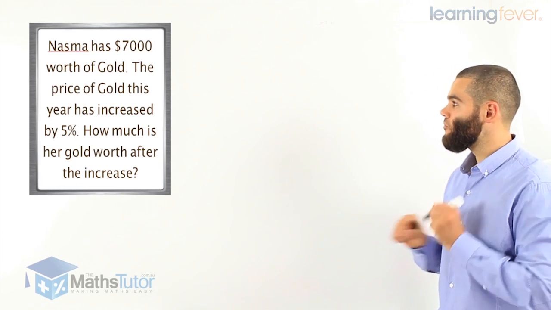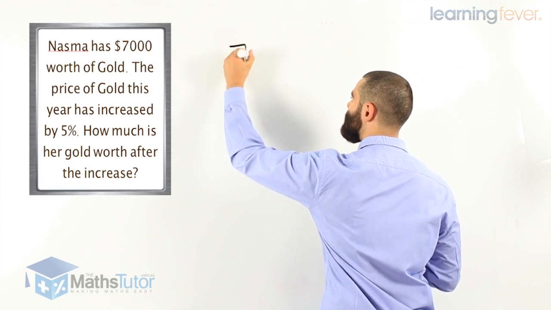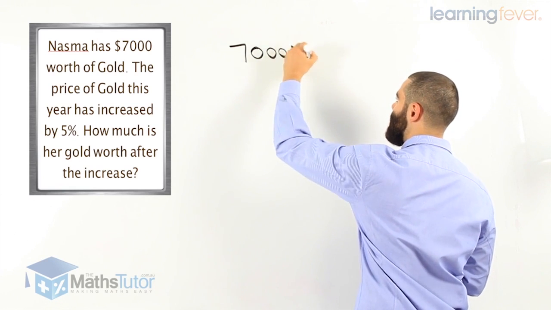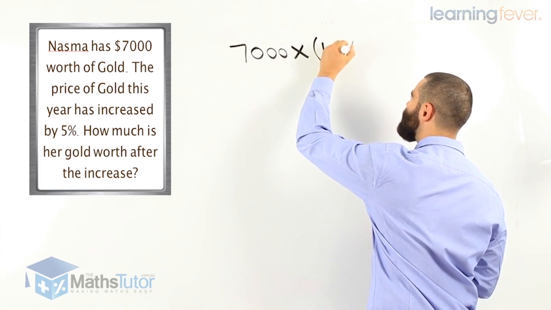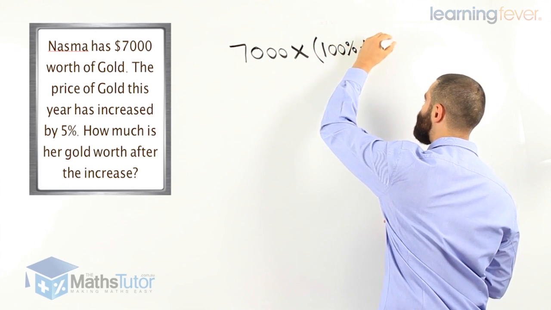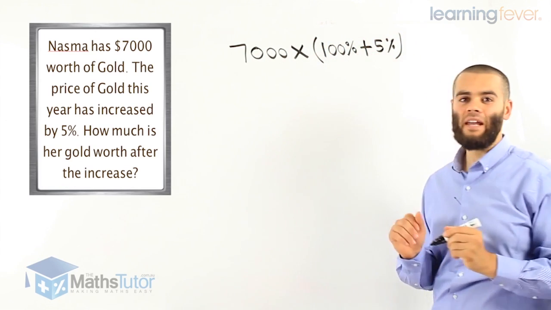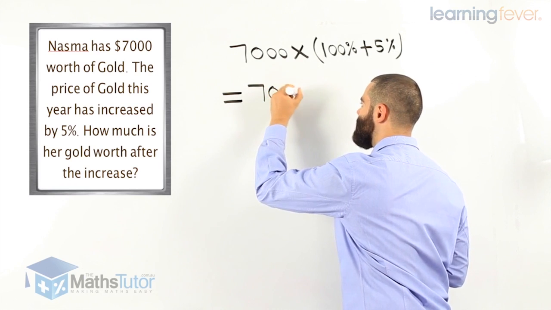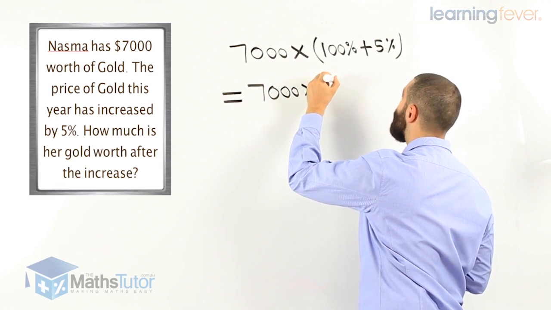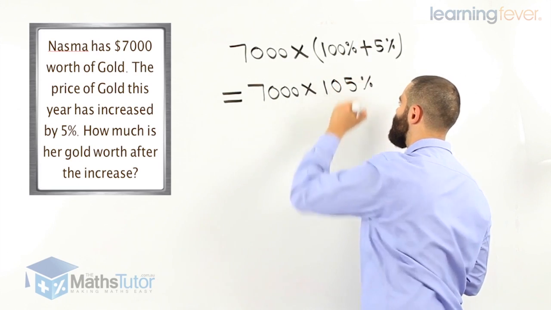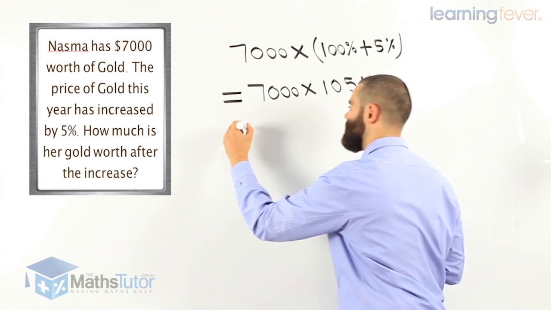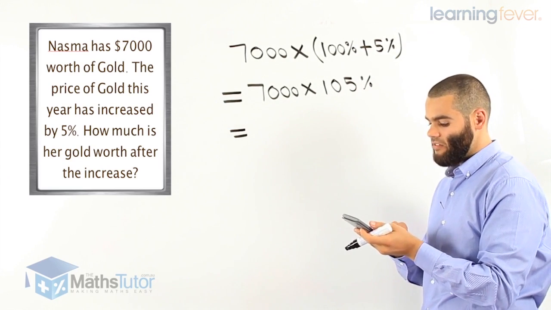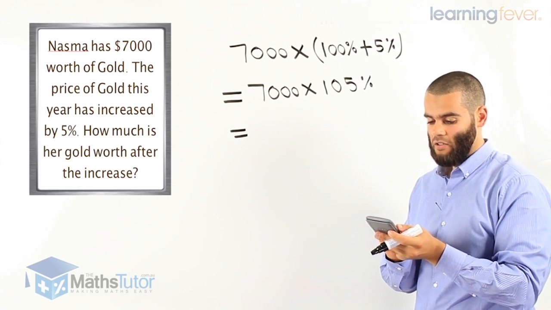Let's work it out. $7,000 is increasing by 5%. So we are going to times it by 100% plus the 5%. Remember, the rule is we always add 100 when we're increasing. 7,000 times 105%. Multiply it. We'll do it together. 7,000 times 105%.